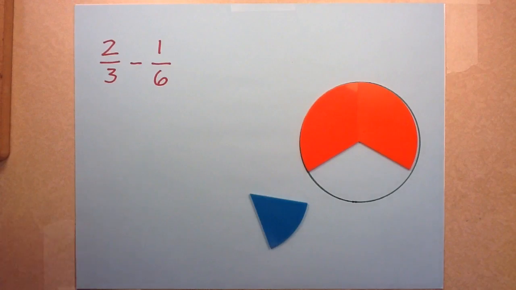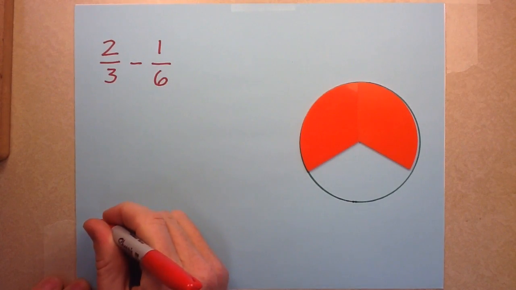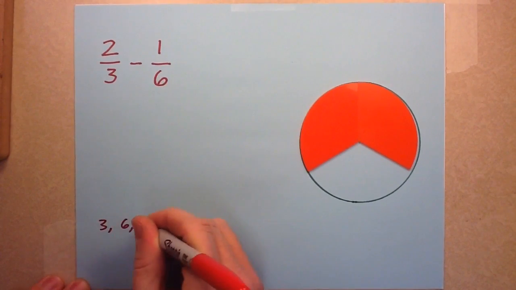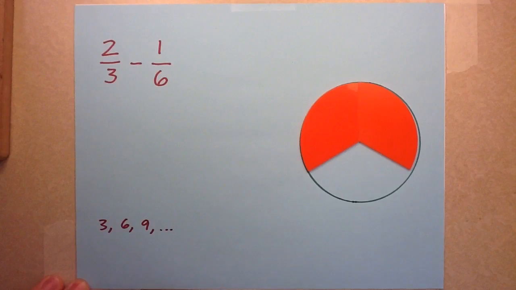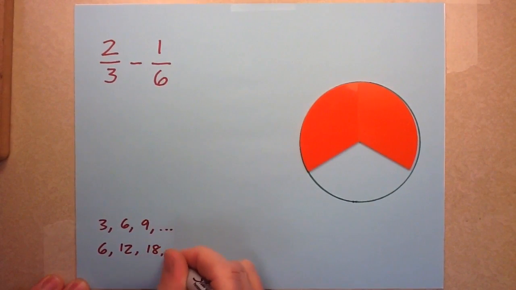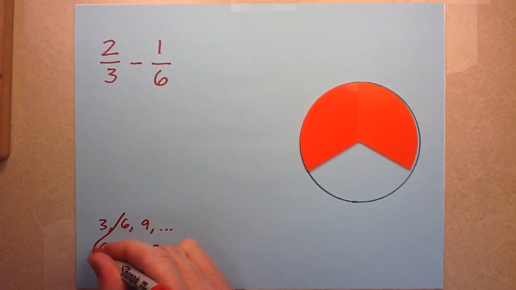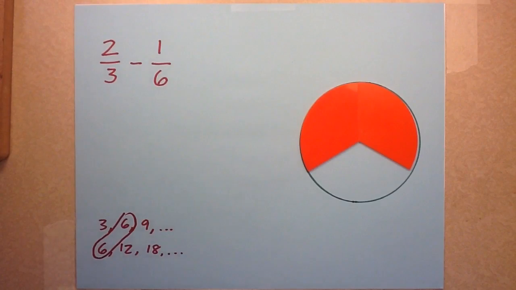So again, I want to find a common denominator for these two fractions. So I'm going to think about multiples of 3 and multiples of 6. Here are my multiples of 3, 3, 6, 9, and so on. My multiples of 6 are 6, 12, 18, and so on. But take a look at this. I really didn't need to go that far because 6 is a common multiple of both.